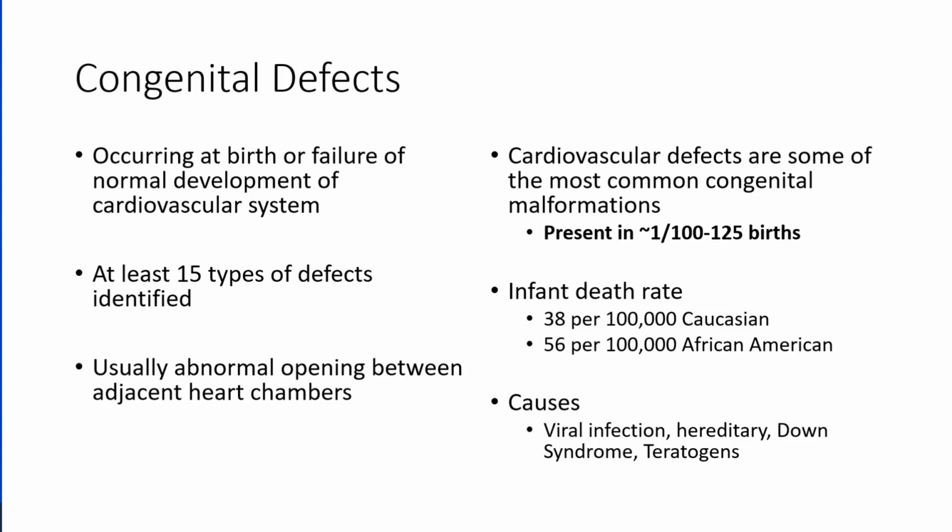Moving on to congenital defects. These typically occur at birth as some sort of failure of normal development of the cardiovascular system. There are at least 15 types of defects that have been identified, probably more now, and even rarer forms. It's usually some sort of abnormal opening between the adjacent heart chambers, so between the ventricles, the atria, the valves, or the great vessels. So it's either something that is open that shouldn't be open, or something that's closed that shouldn't be closed. That's the best way to think about it.